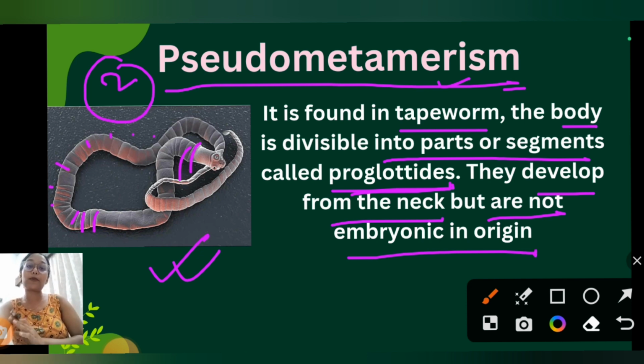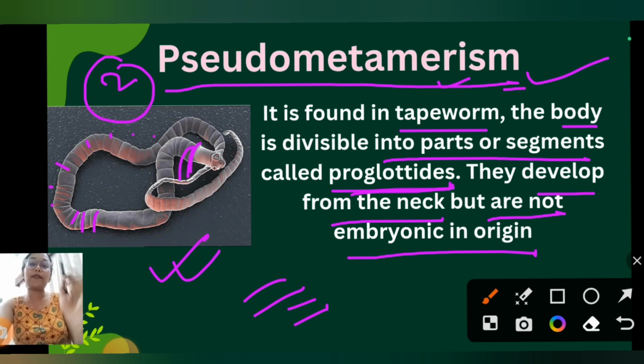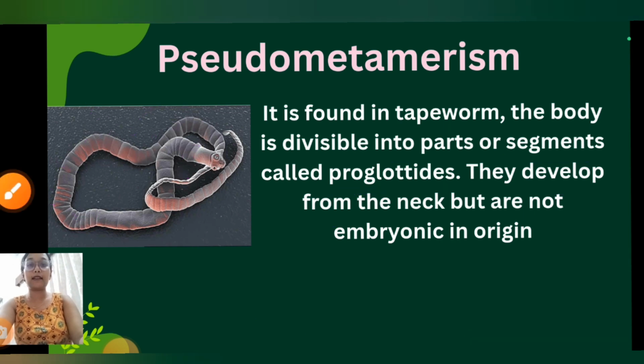In metameric segmentation, from mouth till anus you can see segmentation. In pseudometamerism you can see segmentation from the neck region onwards. As an example, you can give the earthworm for metameric segmentation, and the tapeworm for pseudometamerism. Is it clear?